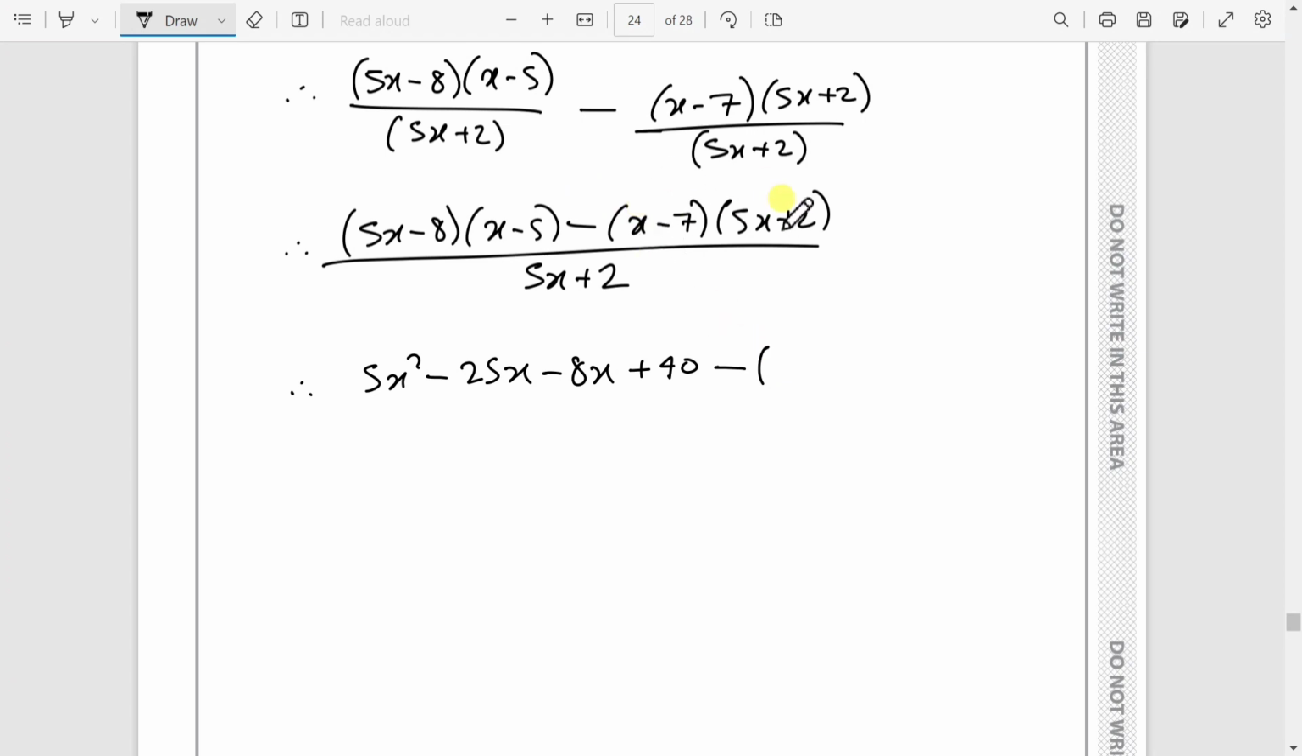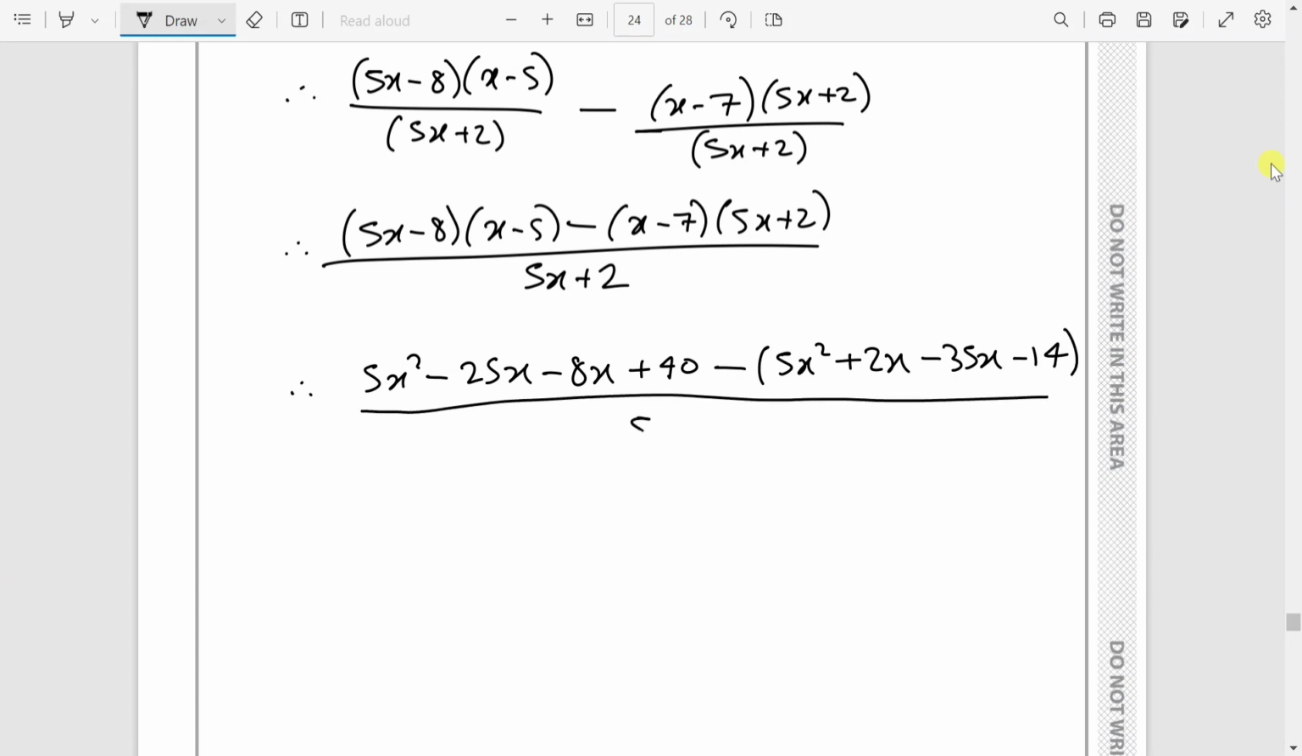So let's do it. So x times 5x, which is 5x squared. x times 2 is plus 2x. Minus 7 times 5x is minus 35x. And a minus 7 times 2 is minus 14. Nice. And we do all over 5x plus 2. Let's see if we can simplify before we move on.